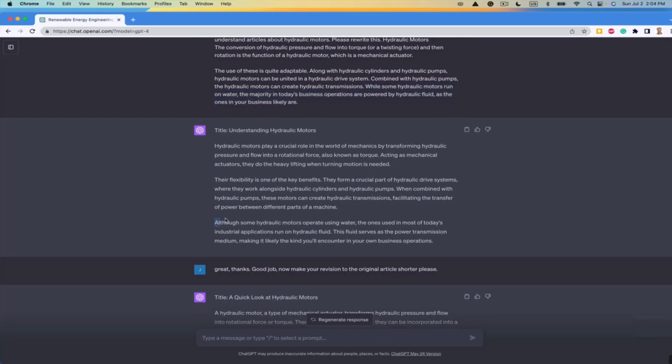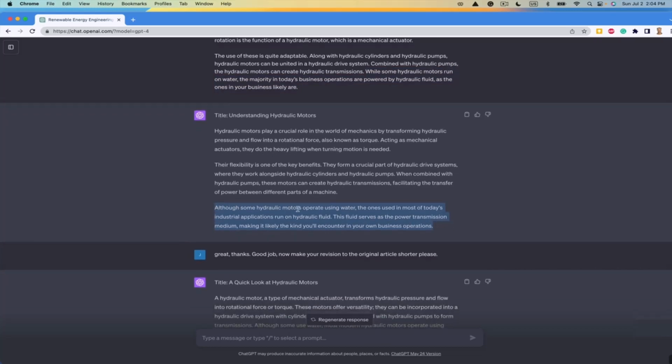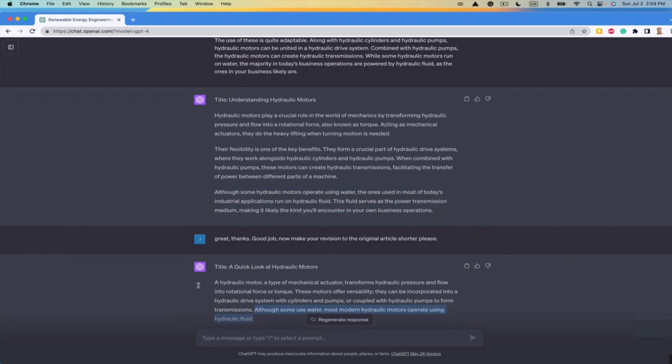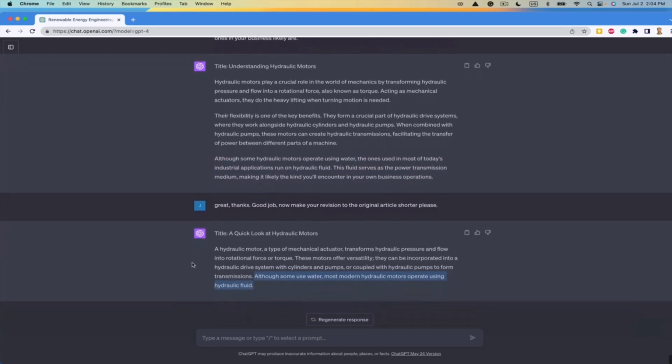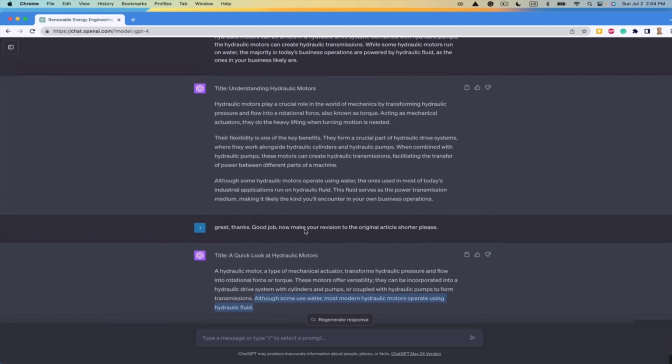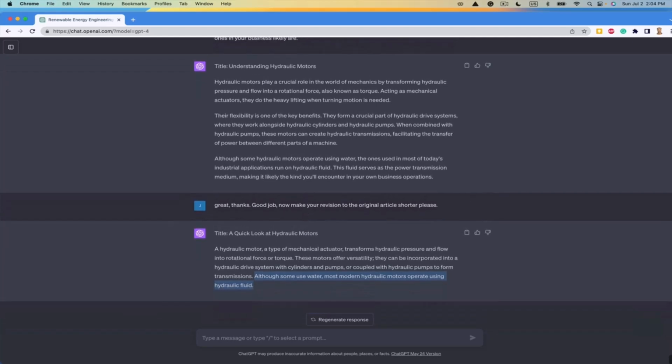Let's see. This whole last paragraph is how it was rewritten the first time. Although some hydraulic motors operate using water, the ones used in today's industrial applications run on hydraulic fluid. This fluid serves as the power transmission medium, making it likely the kind you'll encounter in your own business operations. That to me is too long to convey the point also. To me, this is really well written. And as Mark Twain said, I would have written a shorter letter, but I didn't have time, meaning it's hard to capture ideas concisely. So that will wrap up this part of the lesson about using ChatGPT as a tool to rewrite and clarify things.